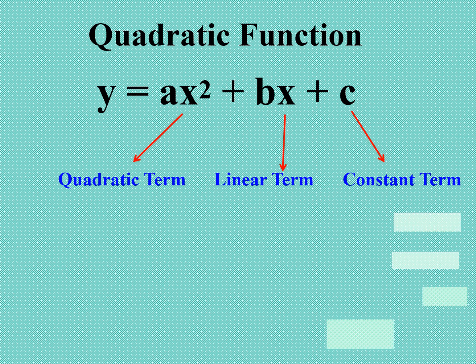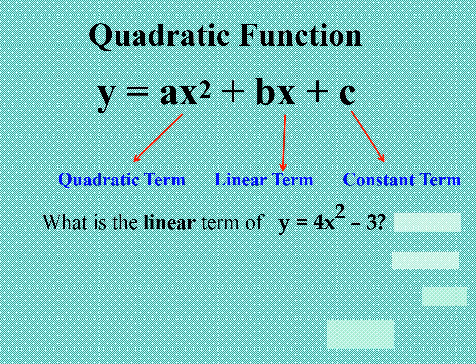So now, we have some questions, then we will identify which is the quadratic term, linear term, or the constant term. So first, what is the linear term of y is equal to 4x squared minus 3? Okay, so the linear term is 0x. Since we don't have a linear term written there, we just put 0x.